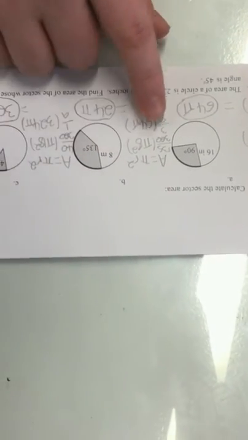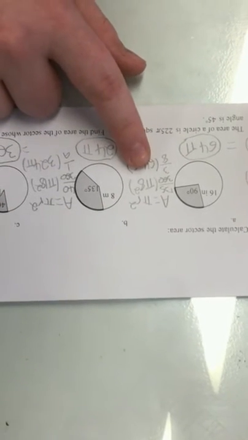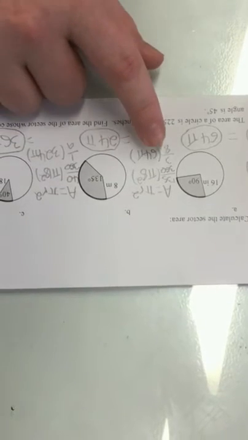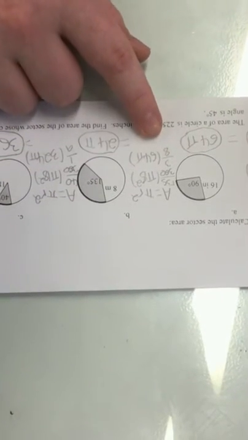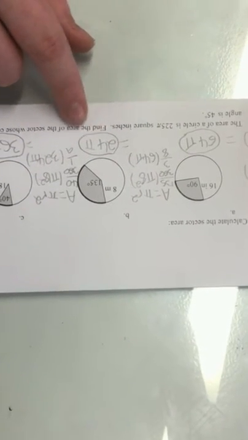For example B, just put the formula to remember it, then put in 135 over 360 times pi 8 squared. 8 squared is 64, and to simplify, 135 over 360 would be 3/8. So you do 3/8 times 64 pi, and it comes out to be 24 pi.